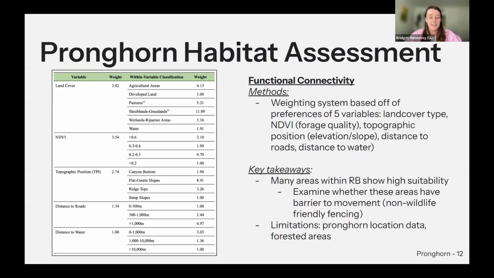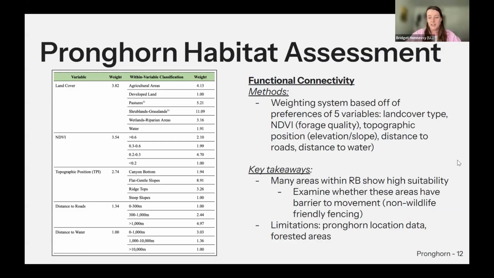And then when we move on to our functional connectivity assessment, where we were trying to answer the question of suitability of the land for pronghorn, we borrowed a weighting system from a different pronghorn study to create a habitat suitability map, which was based off of species habitat preferences of 5 variables. We looked at land cover type, forage quality or NDVI, topographic position, distance to roads, and distance to water. In this weighting system, land cover is the most important variable for pronghorn. And within that category, there are also sub-weights applied to the different land cover types.